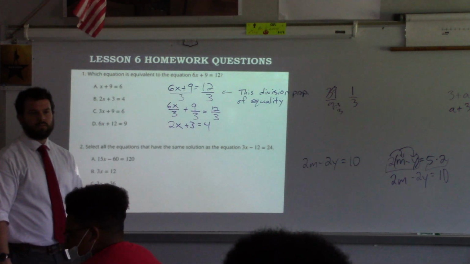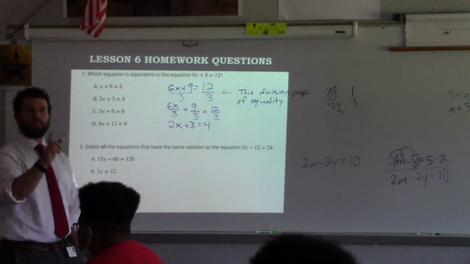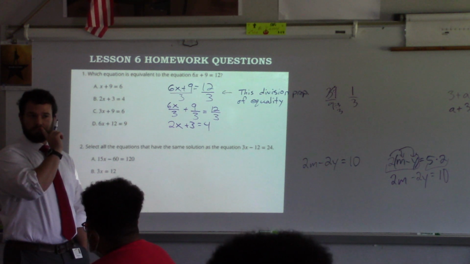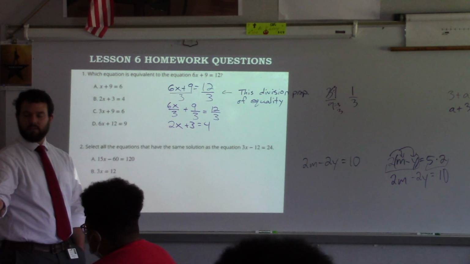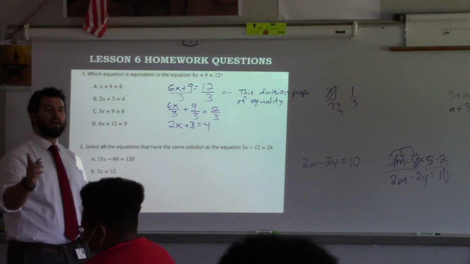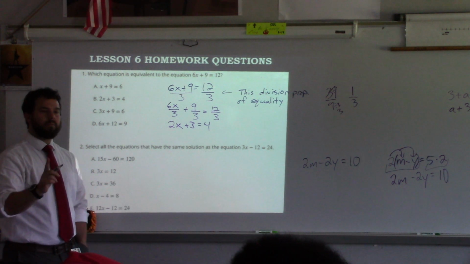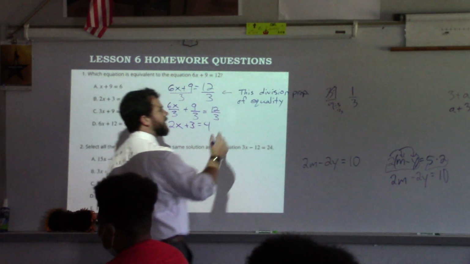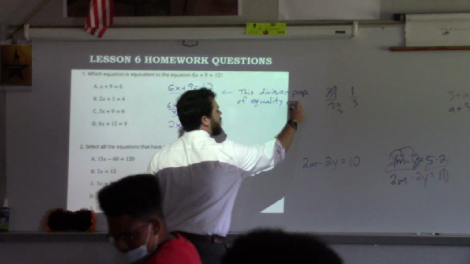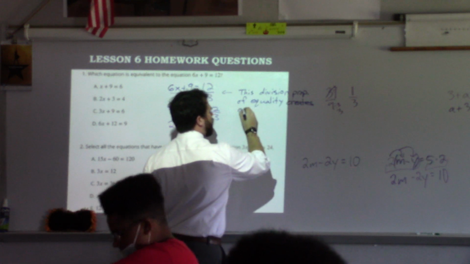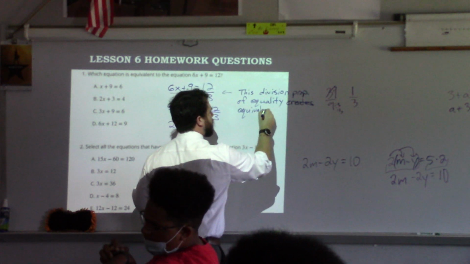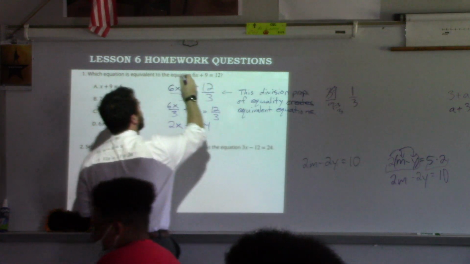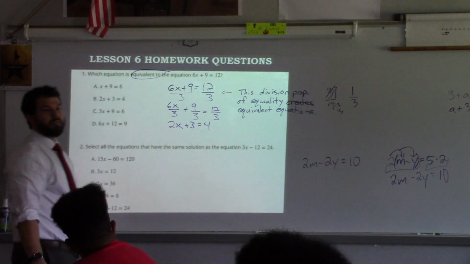To divide on both sides. That's what we're doing, but what's the point? Why did we want to do this? To make the equations equivalent. Remember, the equations are not equal. The equations are equivalent. They look different, but they're effectively the same. This division property of equality creates equivalent equations. Notice a short sentence, but it goes back to the question about what equivalent equations are.